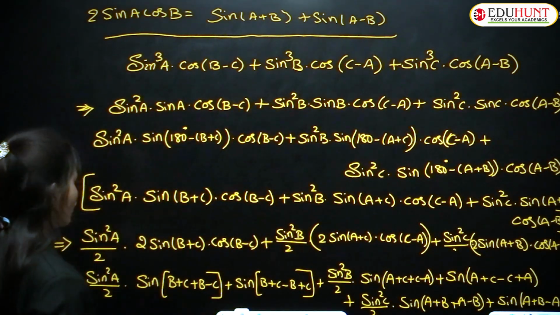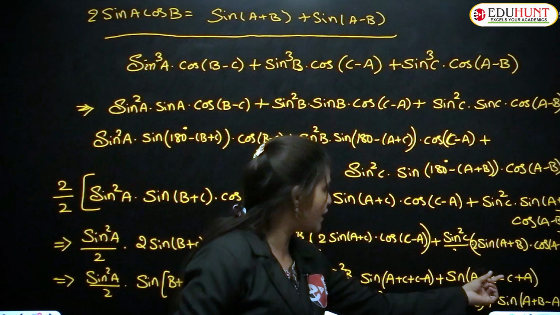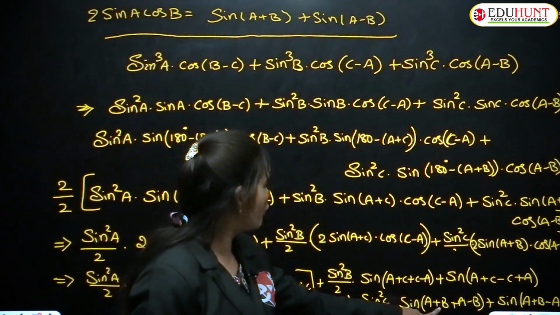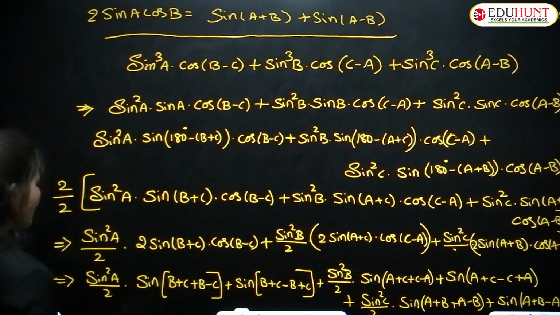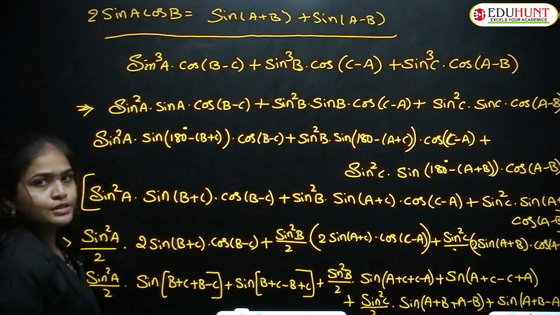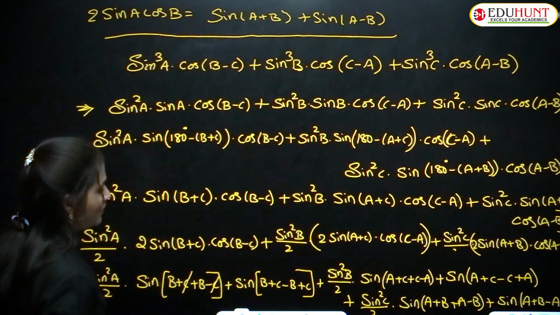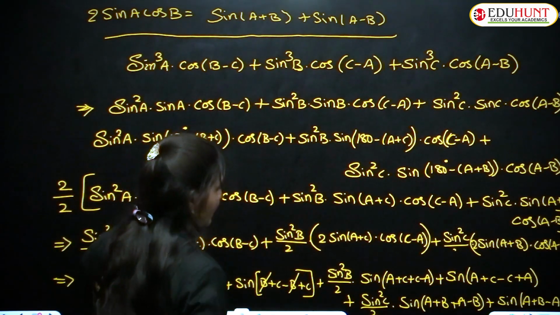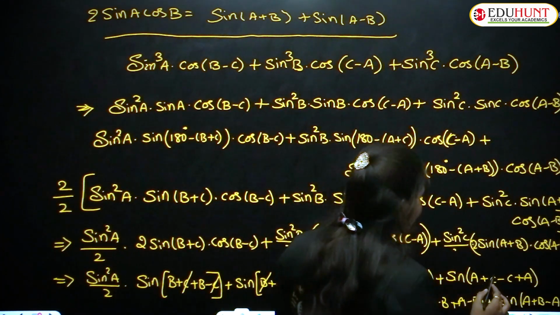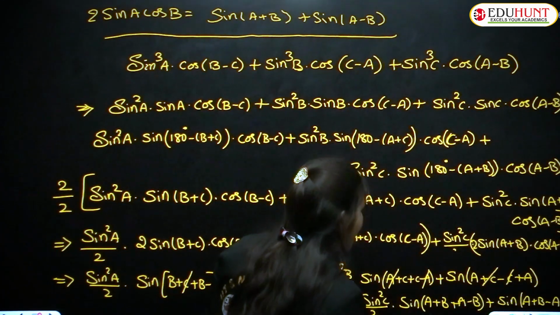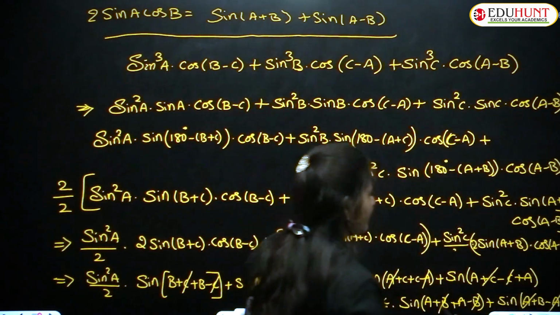Okay, so this is the formula: sin of a plus b plus sin of a minus b, and here sin of a plus b plus sin of a minus b. Clear? So from this one, any cancellations? Observe that here plus c minus c, and here plus b minus b, here minus a plus a, here plus c minus c, and here plus b minus b, here minus a plus a.